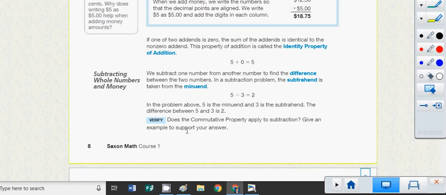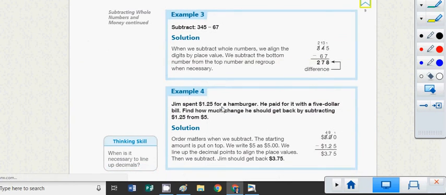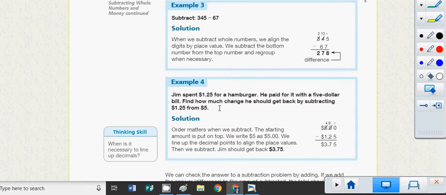Does the commutative property work for subtraction? Think about that. 5 minus 3 equals 2. Can we rearrange subtrahend and minuend to find the same difference? No, you would not be able to do that. In subtraction, if I move the 67 up here and take away the 345, I get what's called a negative integer, and we'll get to that another time. So not commutative. There is no commutative property of subtraction.